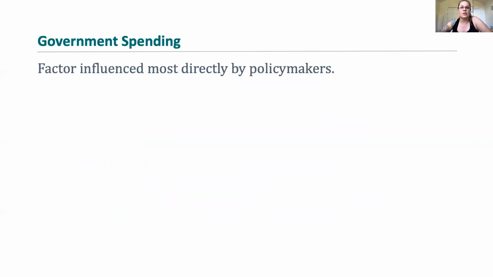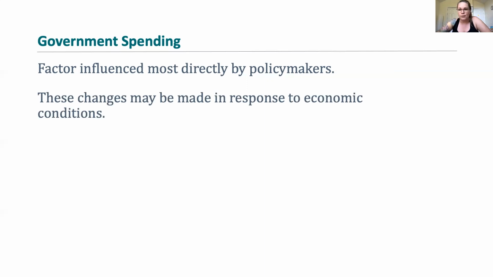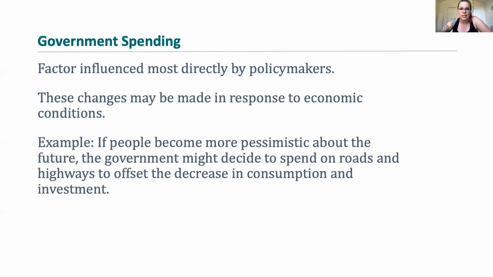Government spending is a factor that's influenced most directly by policymakers. Government spending is the component of aggregate demand in economic theory that economists actually have the least to say about. It's mostly influenced by government policy, and that may or may not be driven by actual economic conditions. Sometimes the government creates policies to counteract current economic issues.